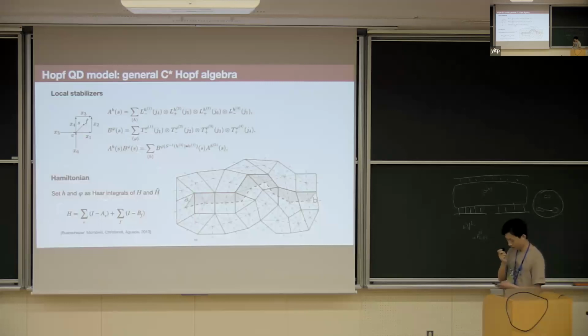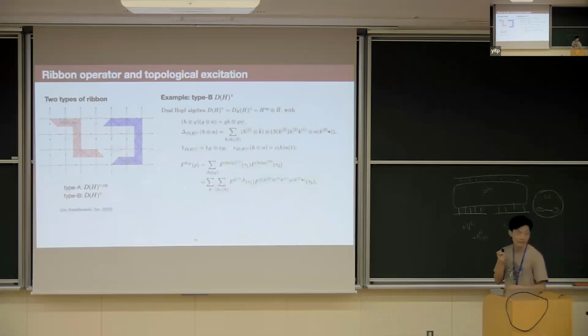Actually, if we construct the model, the first thing we need to consider is what the excitation of this model is. The excitation can be constructed from the ribbon operator. So we need to construct what a ribbon operator is. There is something that people did not observe before, which is that there are actually 2 kinds of operators.